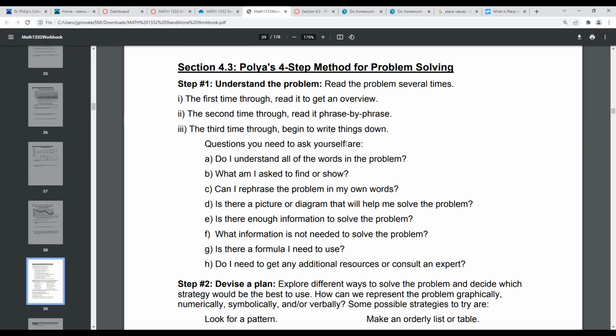So questions you need to ask yourself: Do I understand all the words in this problem? Or maybe they threw in some strange words, like on the SATs, remember those weird words they use to throw you off? You might have to just Google the word. What the heck does this mean?